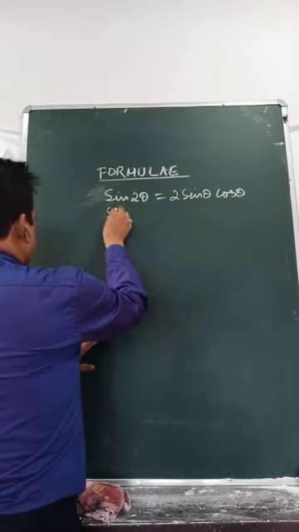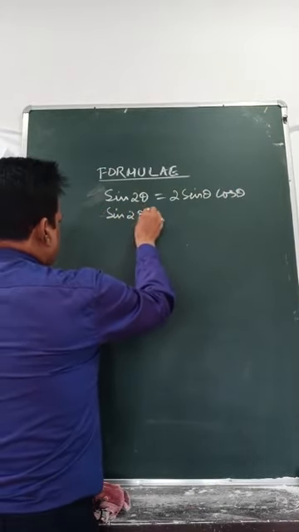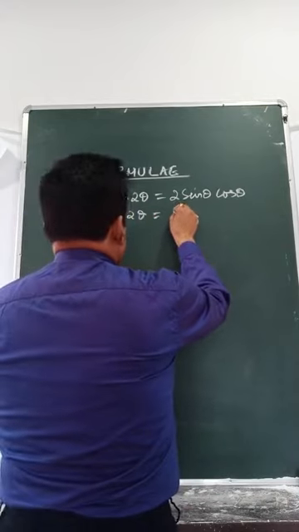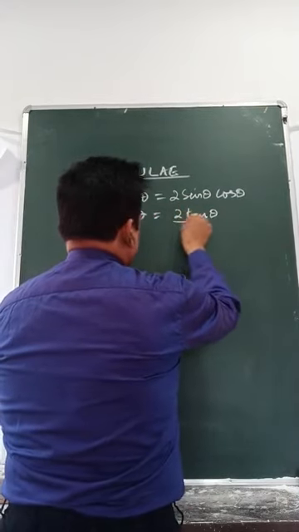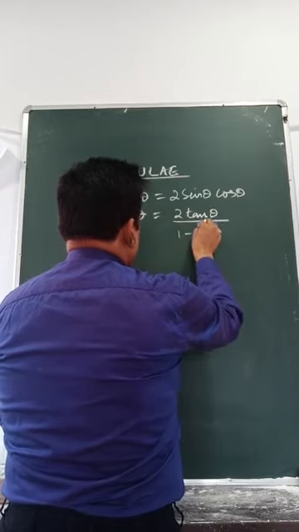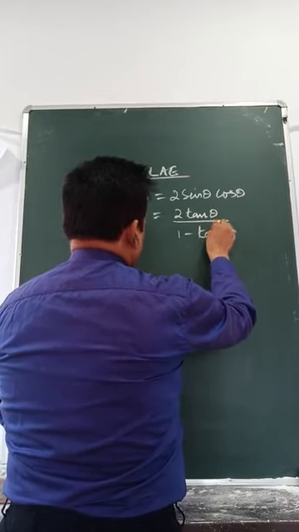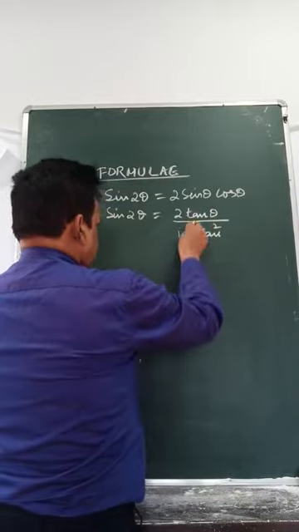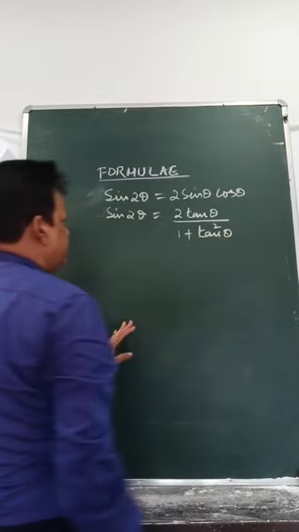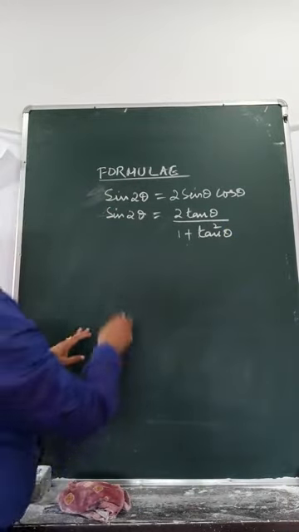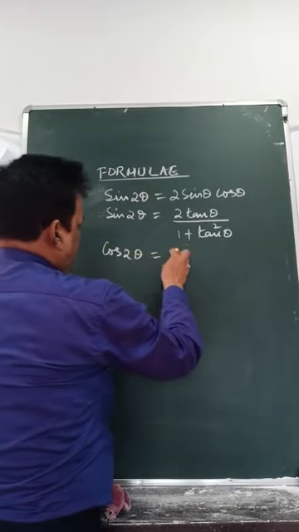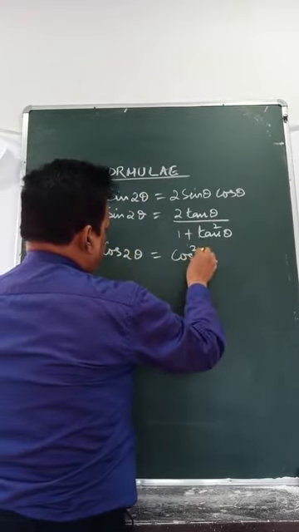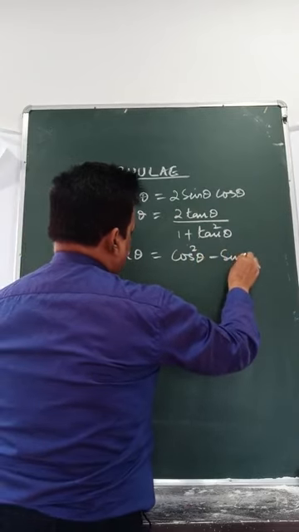Also, sin 2 theta is 2 tan theta by 1 plus tan square theta. Cos 2 theta, there are 4 formulae here. Cos square theta minus sin square theta.